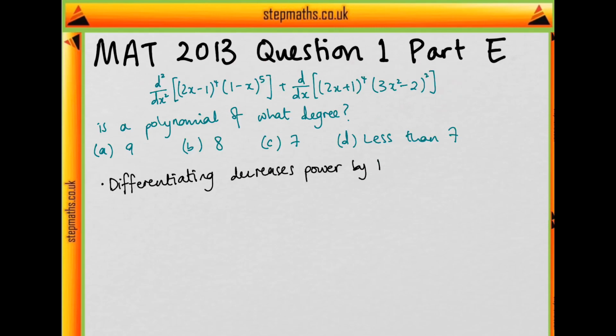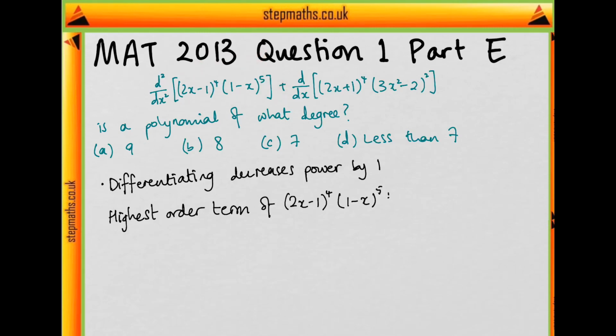And if you remember, differentiating will decrease the power of each term by 1, so we just need to work out what the highest order term inside these square brackets is, and then we know that taking the second derivative is going to decrease this one by 2, and taking the derivative is going to decrease this one by 1. So what's the highest order term of these polynomials inside these square brackets?